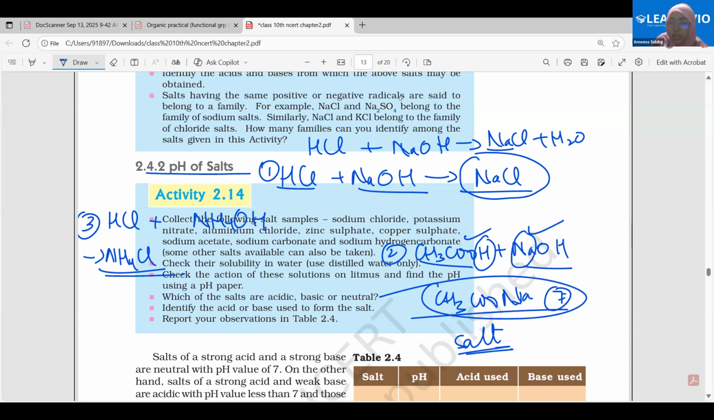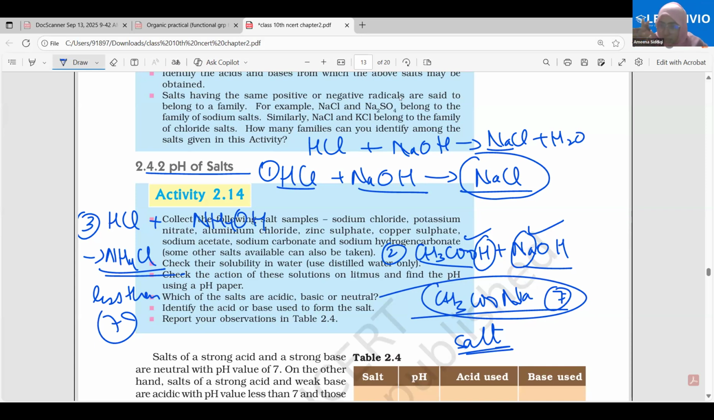Now here there's a strong acid but a weak base. Strong acid, so it will be more acidic. It will not be exactly minus 7, but towards 7, less than 7. Just correct that term: that is less than 7. Are you getting all of this?